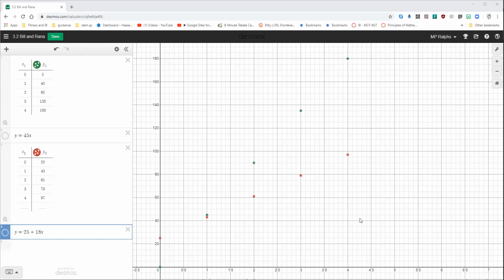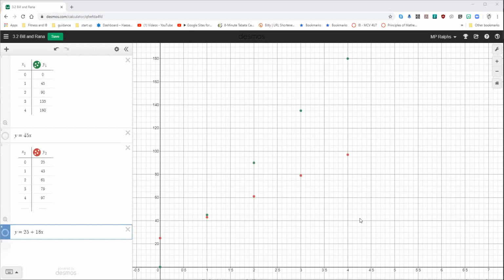And how are they different? Well, one way we can see they're different is Rana's graph, or her scatter plot, starts at 0, right at the origin, as it progresses up. And Bill's does not start at the origin, it starts at 0 and 25. So it's starting higher up on the y-axis than Rana's.